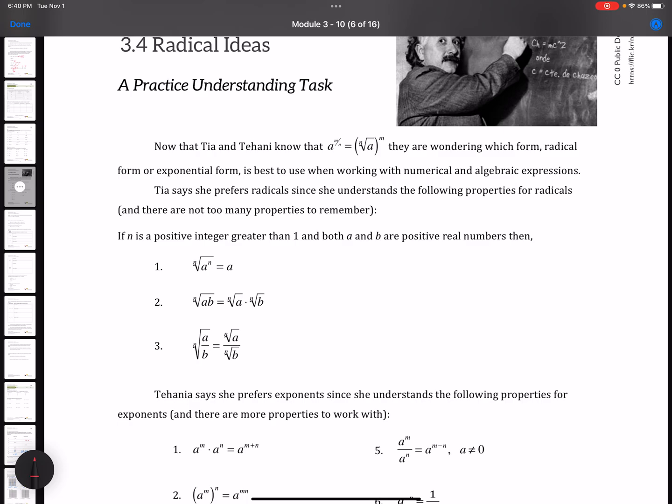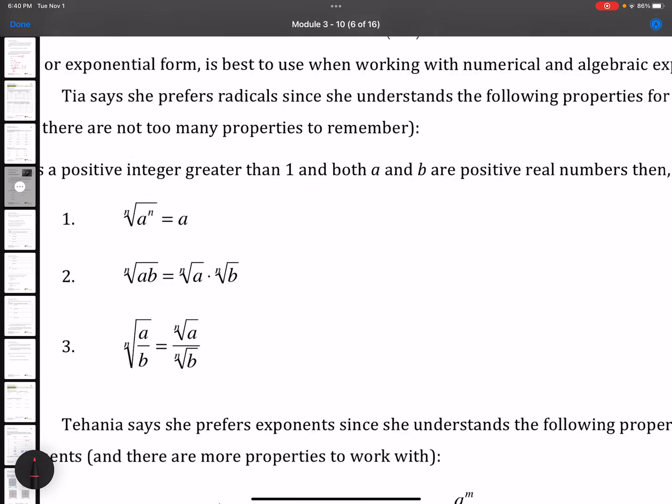So we have Tia and Tahani. They know that a to the m over n power is the same thing as the nth root of a raised to the m power. They're wondering which form, radical or exponential, is best to work with when using numerical and algebraic expressions. Tia says she prefers radicals since she understands the following properties, and there aren't too many to remember.